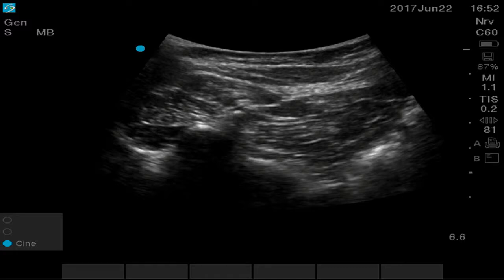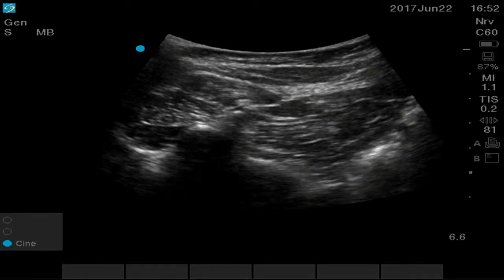You have to deposit the drug between the two. So that is the quadratus lumborum block that will block. If you deposit at that level, this fascial compartment communicates into the thorax as well. You may get an extension from T4 to T12.